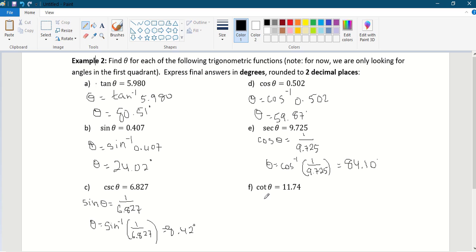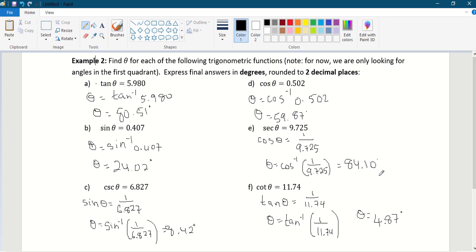Lastly, for this one, because we are given cot theta equals this, the first thing we will say is tan theta equals 1 divided by 11.74. So then theta will be tan inverse bracket 1 divided by 11.74. So we punch in the calculator tan inverse bracket 1 divided by 11.74, and the result we get is 4.87 degrees. So we will say 4.87 degrees. Okay.